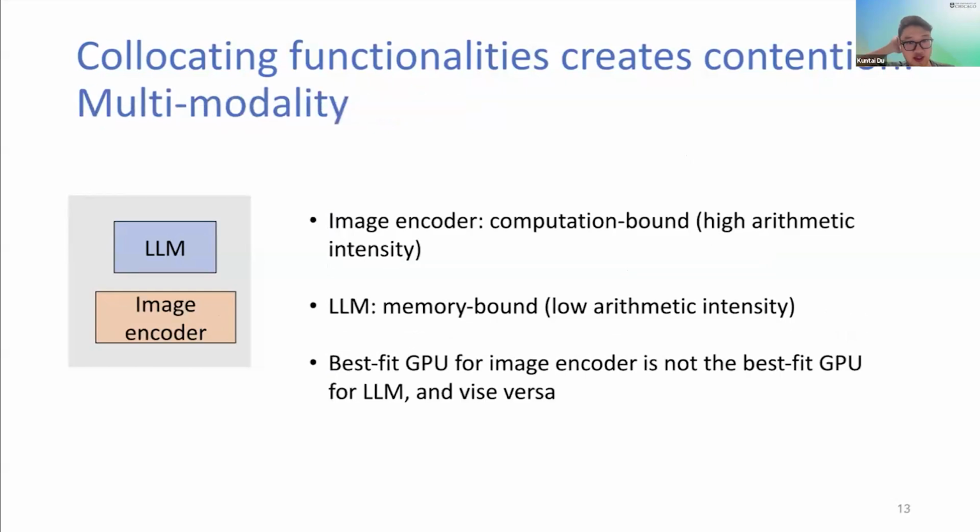We also have a third case, which is multimodality. In multimodality, the image encoder is typically computation bounded, meaning its arithmetic intensity is high, but the large language model, in contrast, is memory bounded. Ideally, we want to put them on different devices for the best performance, because they are bounded by different resources, and different hardware has different computation-memory trade-offs.